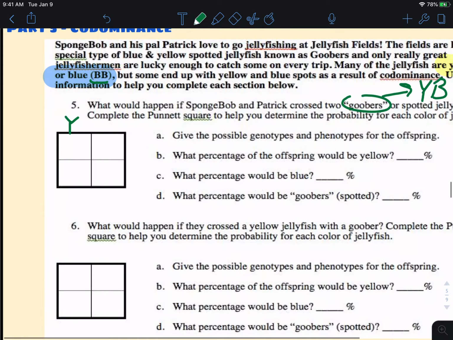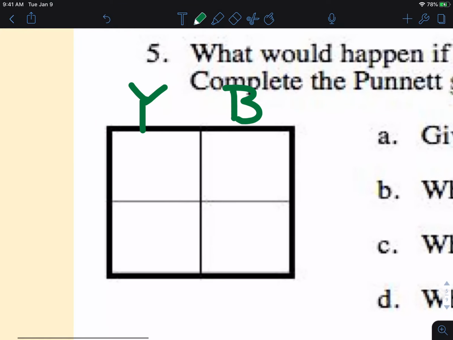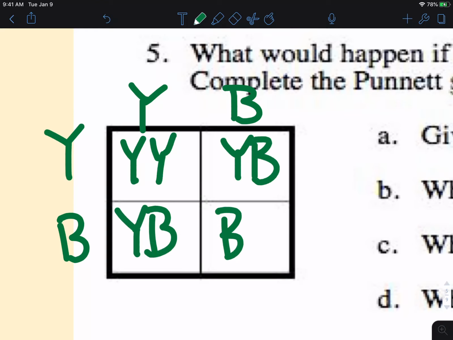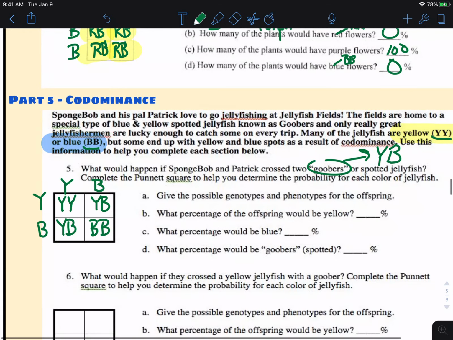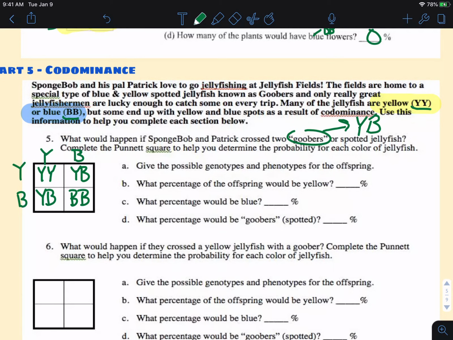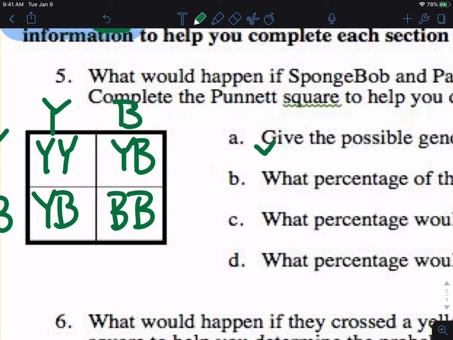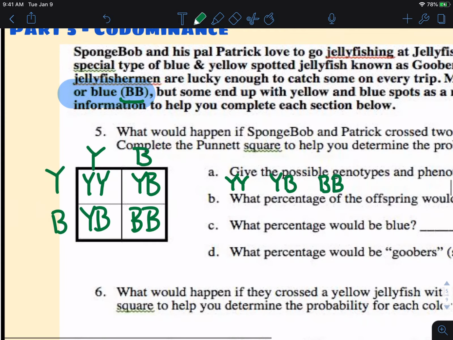Let's zoom in a little bit. We've got YB, and we've got YB. Let's go ahead and fill out the rest of the Punnett square. That means in this one we got YY, in this one we got YB, in this one we got YB, and in this one we got BB. Okay, now give the possible genotypes and phenotypes for the offspring. The possible genotypes that we have here are YY, YB, or BB. Those are the only possibilities within the results of that Punnett square.